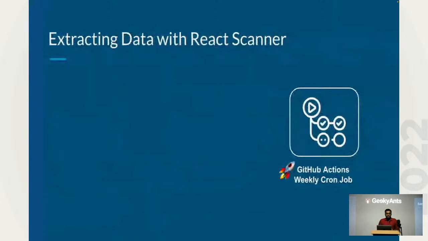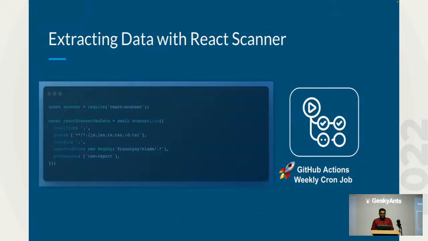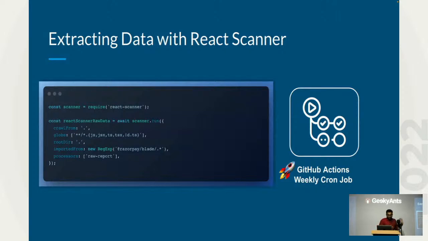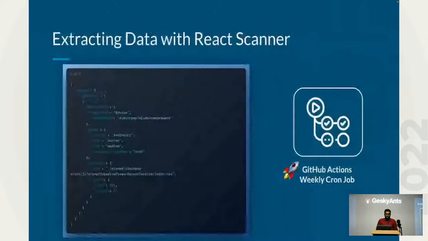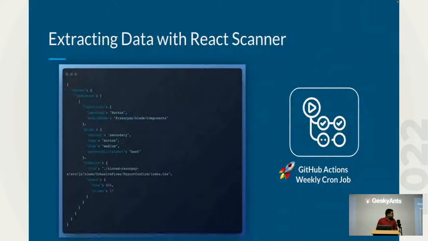So then came React Scanner. So we realized that there's a library out there that essentially will go through our source code and give us all the data we need. So that's it. All that complicated logic, it narrowed down to just 4 lines of code. Just give it the source code and it will extract out all the components that it needs. And this is what the raw data looked like. So you can see there's a button over there and you have all the instances of the button. I've just kept one instance here, but in the real data you get every single instance of the button.